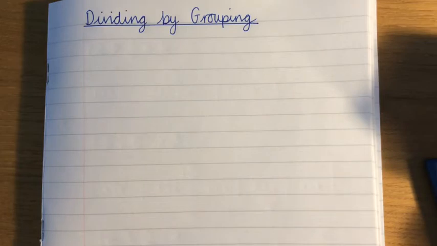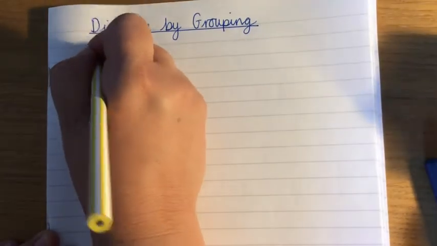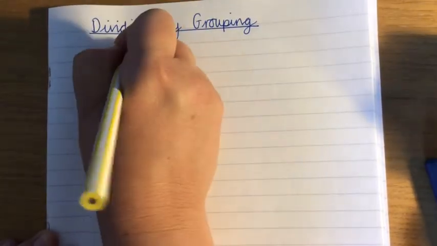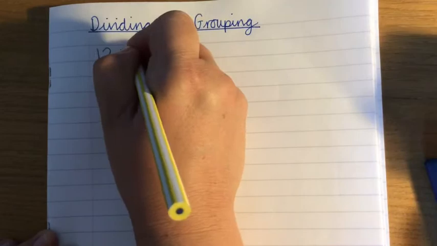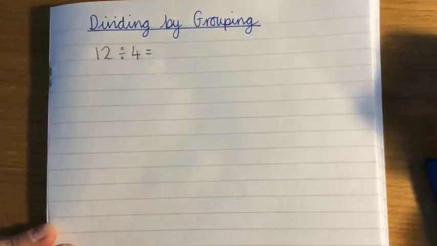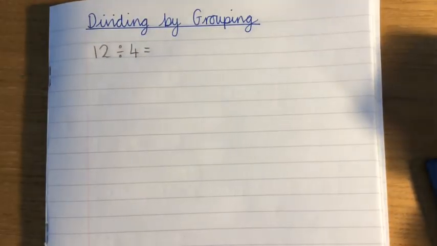Yesterday we did dividing by sharing, and today we're doing dividing by grouping. So we're going to start off with this calculation here. 12 divided by 4 equals. Now, we could solve it using the method yesterday of drawing a bar model and sharing out those 12 objects into 4 groups, or we can do it by grouping.